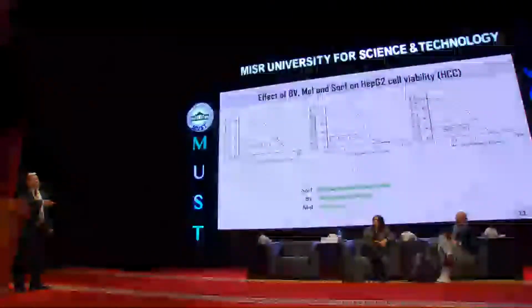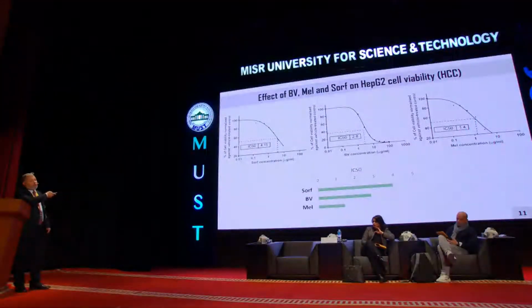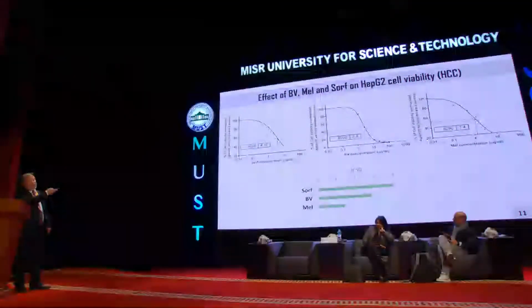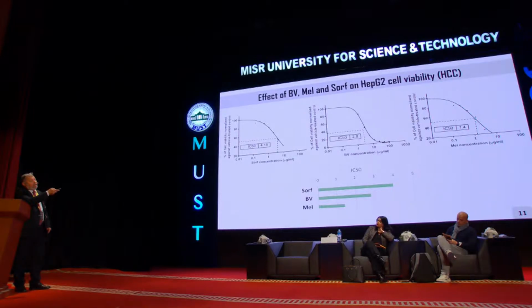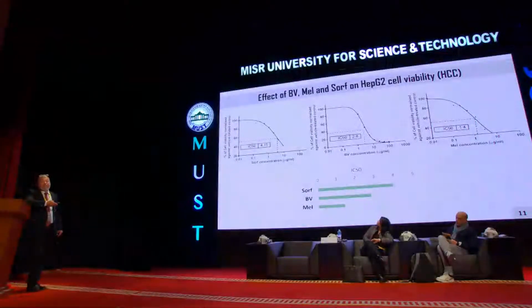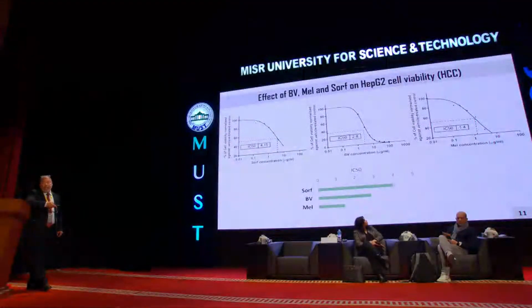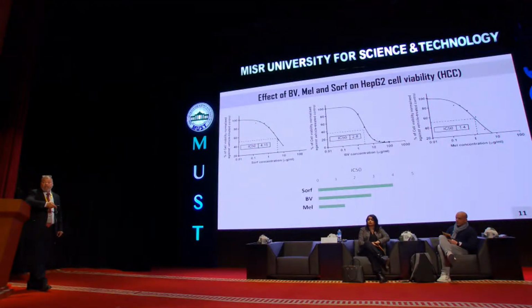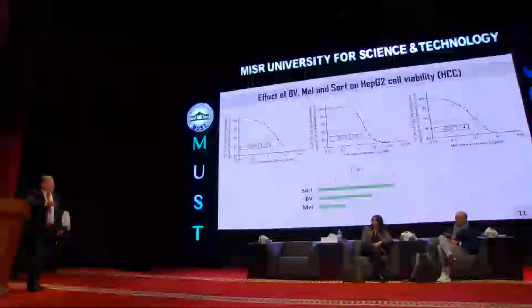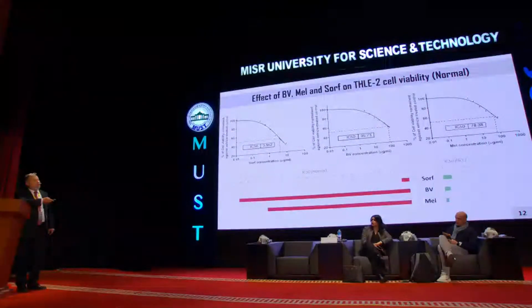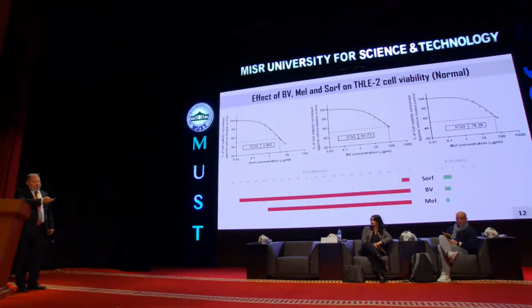As concerns hepatocellular carcinoma, you see that the IC50 for sorafenib was 4.15, but for bee venom it is 2.8, and for melittin it is 1.4, which means that either bee venom, the crude venom, or melittin is considerably highly toxic against cancer cells, but not on normal cells. Back to this slide of the normal, the IC50 is 95.7 and 78.3.